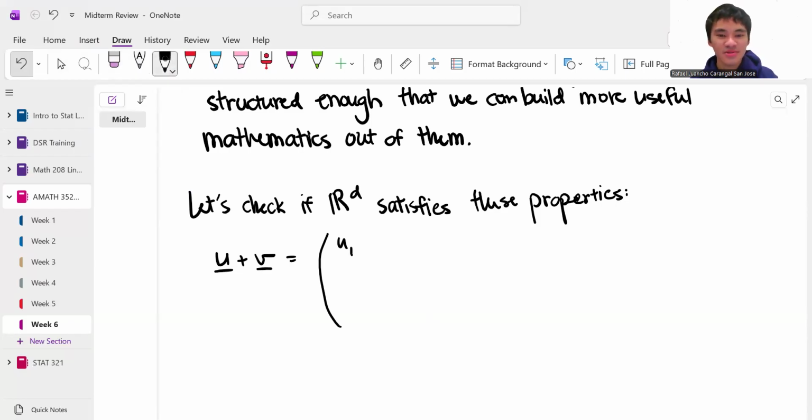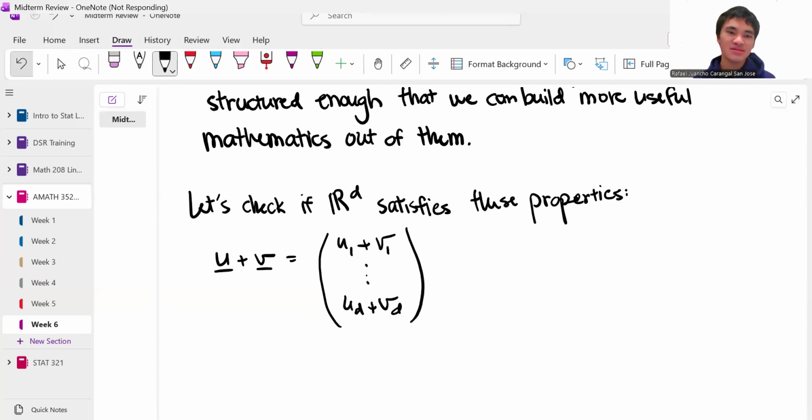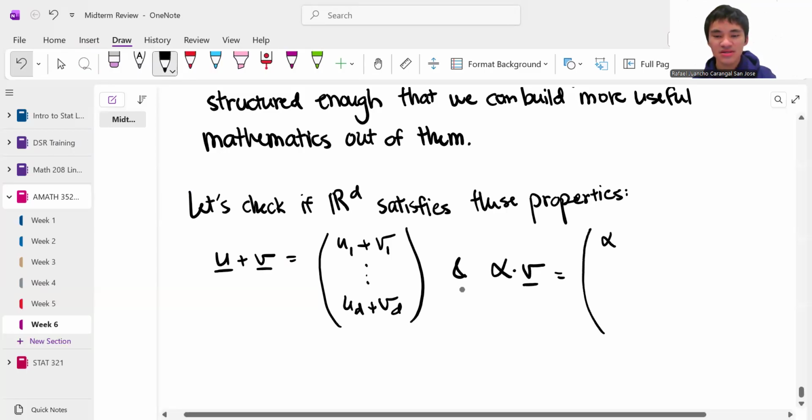Okay, u sub 1, v sub 1, all the way to u sub d, v sub d. Right? So we just add their respective components. So this one again was our vector addition. Okay, it's not working. So that was our vector addition, and this is our alpha. This is our scalar multiplication.